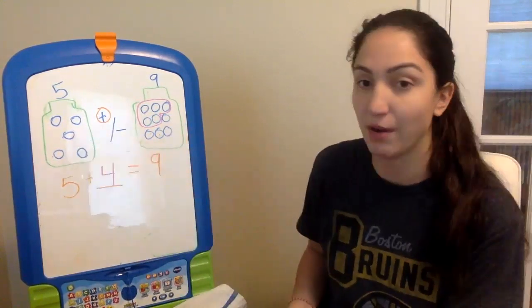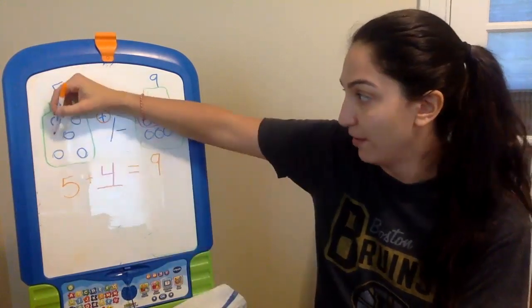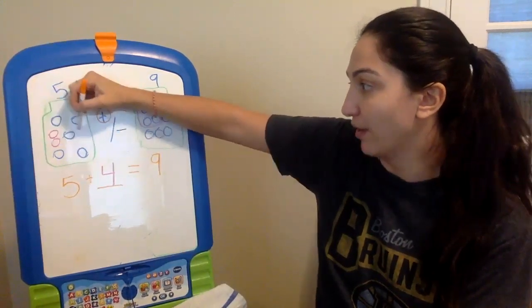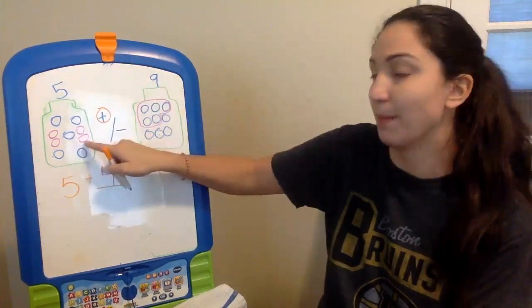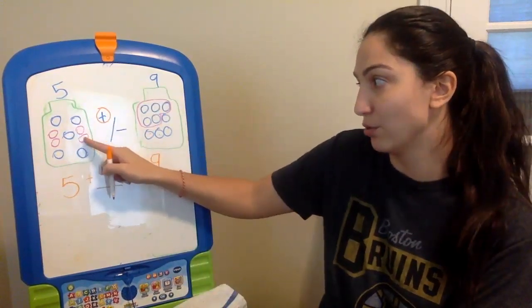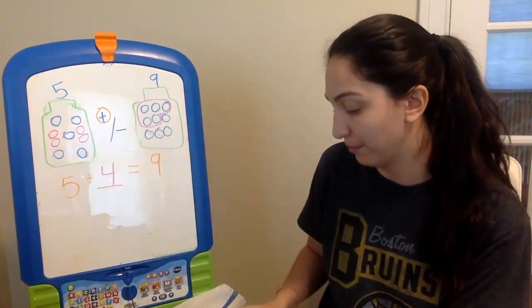I can also count on from here. So I can say 5, 6, 7, 8, 9, and see how many pink I added. And I added 1, 2, 3, 4, and I added 4.